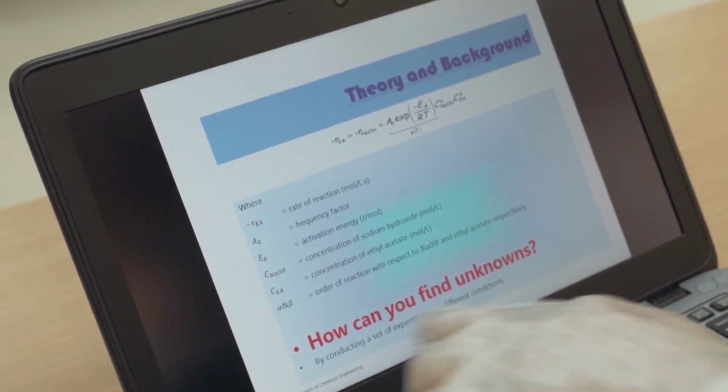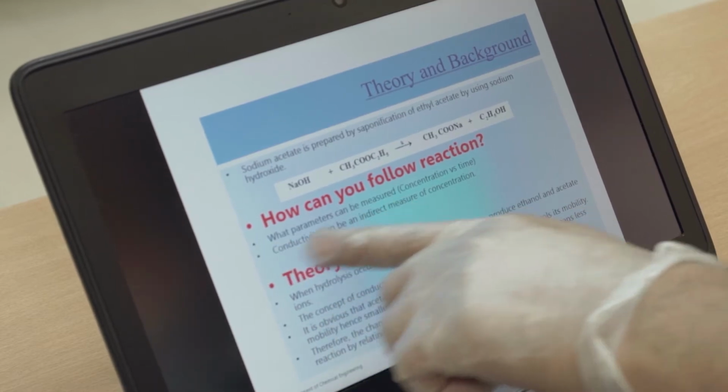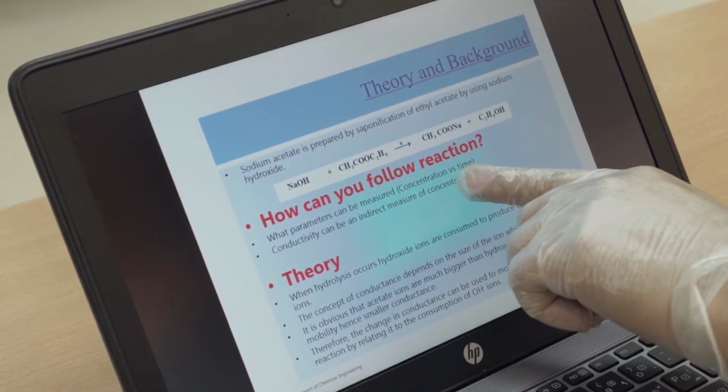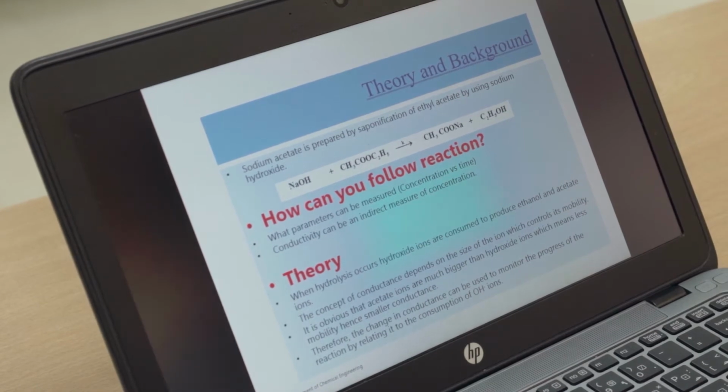How can I do that? By conducting experiments where we follow the concentration versus time data. Concentration is basically an indirect measurement from conductivity. So in the equipment we are going to measure the conductivity with time, and then use the equation to convert it into concentration, so that we know how the concentration is changing.